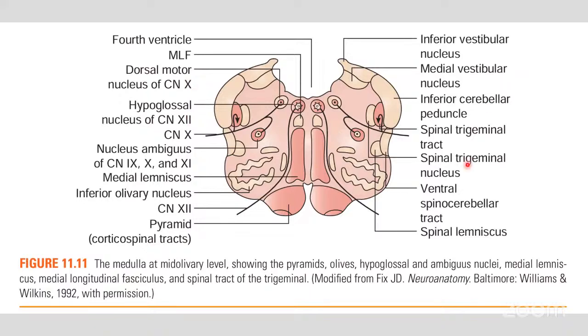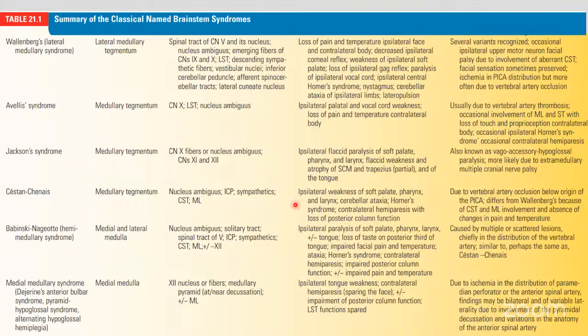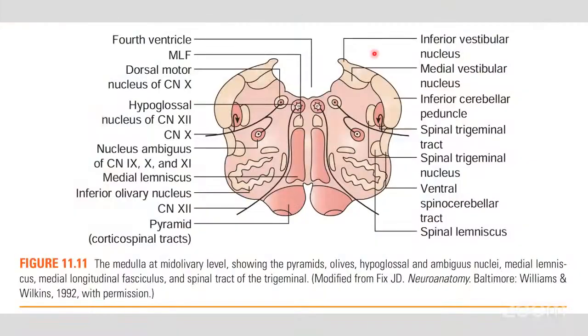The lateral structures are the inferior vestibular nucleus, medial vestibular nucleus, inferior cerebellar peduncle, spinal trigeminal tract, spinal trigeminal nucleus, and the ventral spinocerebellar tract. Hence, lesion affecting the midline structures will result in the medial medullary syndromes and lateral medullary syndrome. So lateral medullary syndrome is Wallenberg syndrome. It will involve the lateral structures.